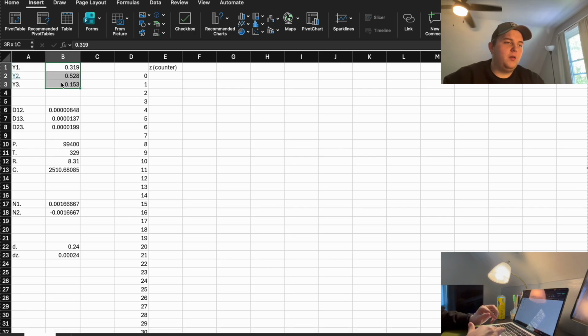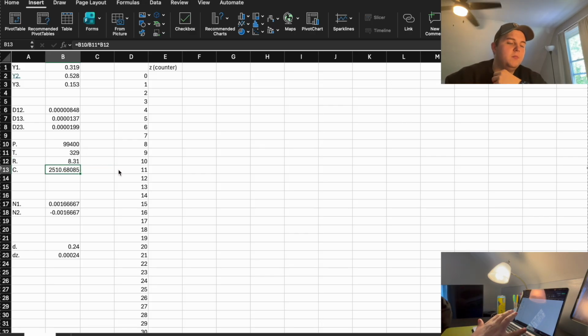Here we have our Y1, Y2, and Y3 that I showed in the earlier part. We have our D coefficients that were given to us with unit conversions. We have our other given stuff with unit conversions if needed. The only thing that wasn't given is the C, which we did use in part 2 to find our guess values down here, but we did that by doing our B10 divided by B11 times B12 cells, which is just our pressure divided by our temperature times our gas constant value.